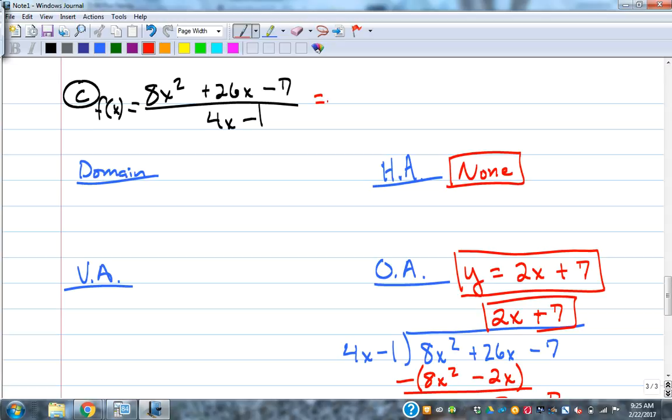Do I have to factor the bottom? No, it doesn't need factoring, right? It's 4x minus 1.